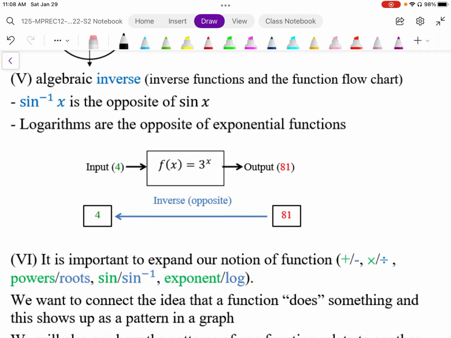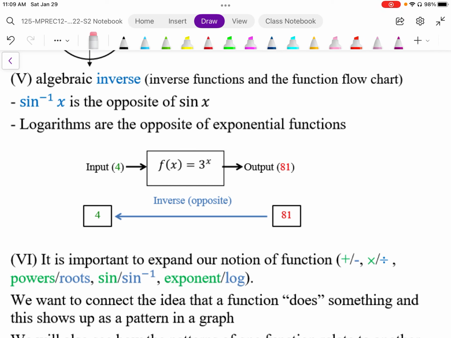So we also want to understand this idea of algebraic inverse, which relates to the function in the function flowchart. An algebraic inverse is essentially the opposite. If I go through a function from left to right, in this direction here, we can undo every function by using an algebraic inverse or an opposite.